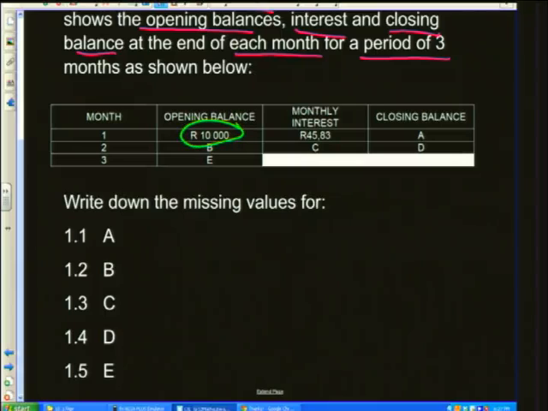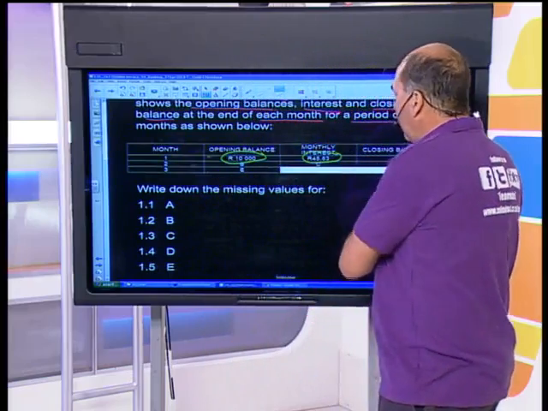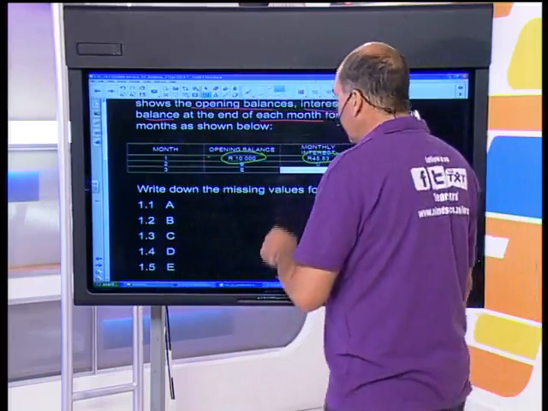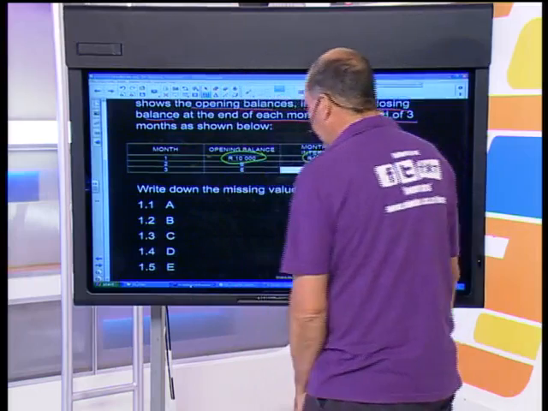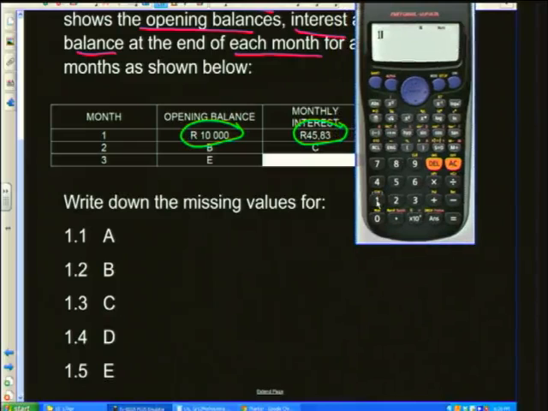And it says that at the end of that month, you're going to add in some interest. You're going to add in 45,83 Rand to get your interest. Now, what's the closing balance going to be? You got it? I think I've said it already, but let's get the calculator out so we can work it out. We're going to start with the initial amount of 10,000 Rand.